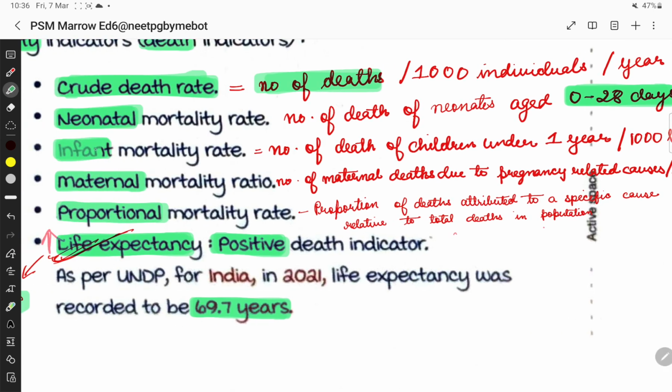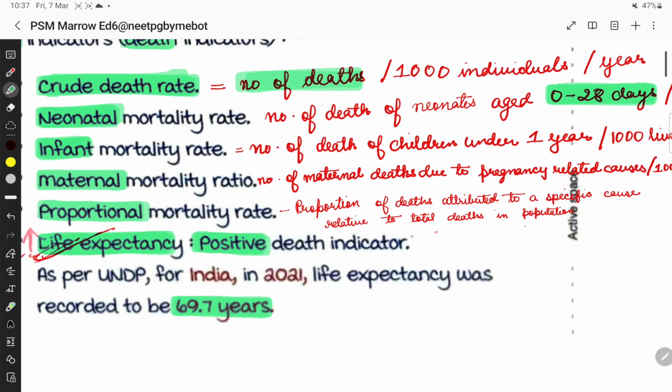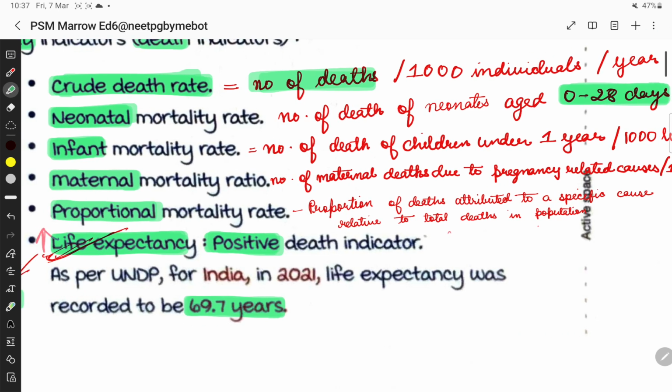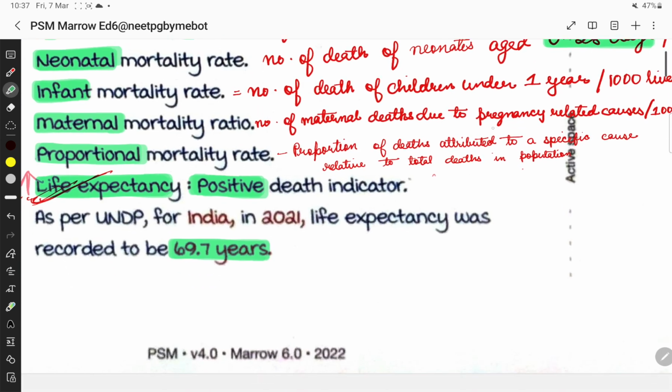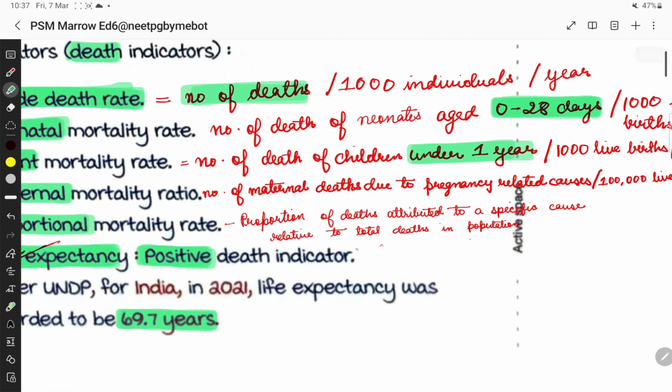Infant mortality rate is the number of deaths of children under 1 year per 1,000 live births per year.